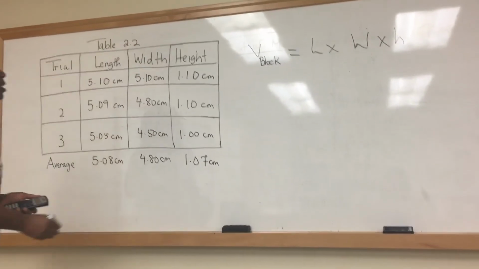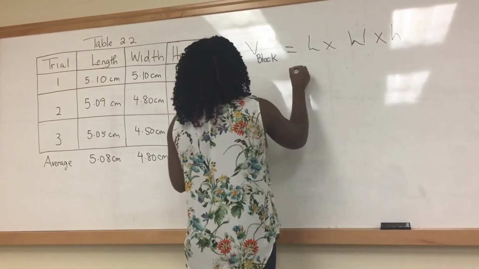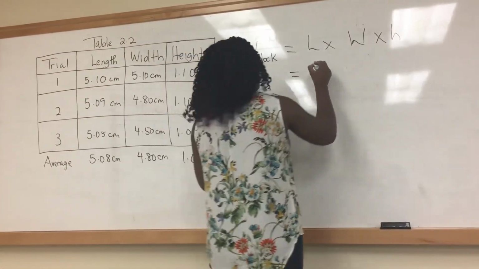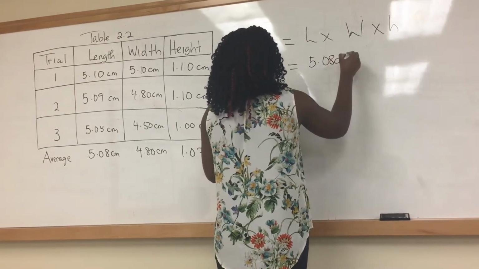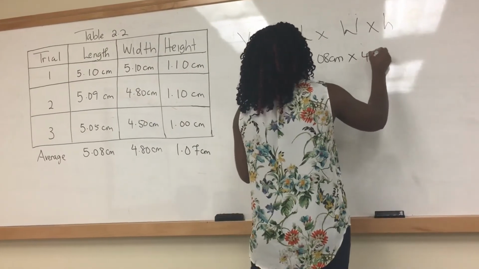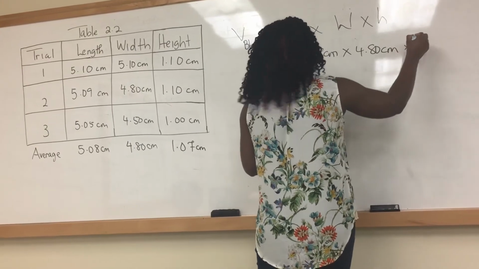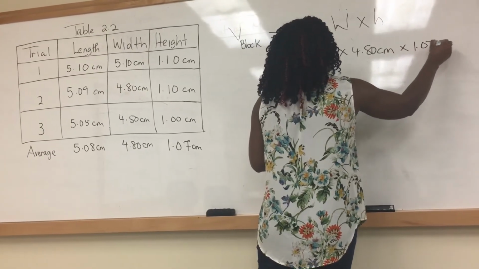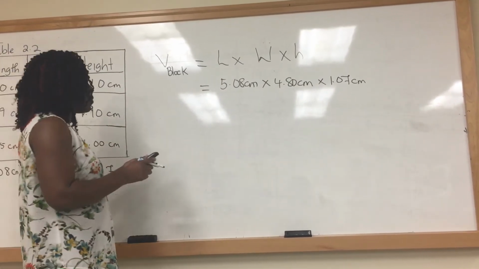Now I'm ready to calculate the volume of my block. So the volume of the block is equal to 5.08 centimeter times 4.80 centimeter times 1.07 centimeter. So I'm going to go ahead and put those numbers in my calculator.